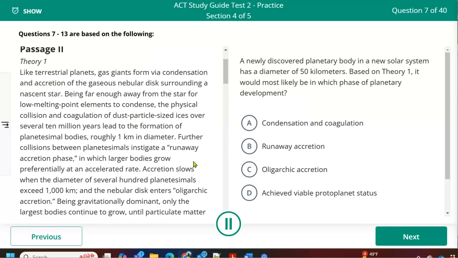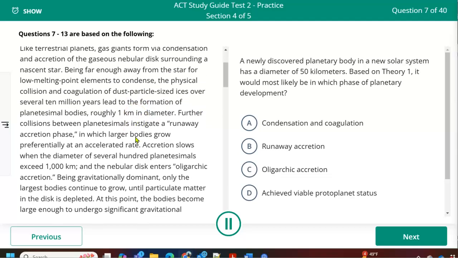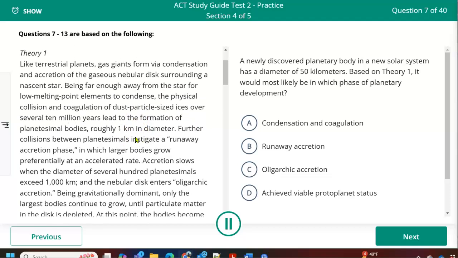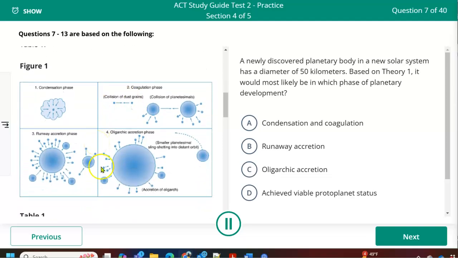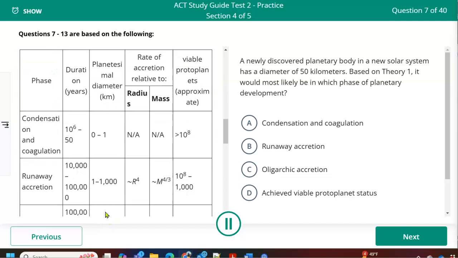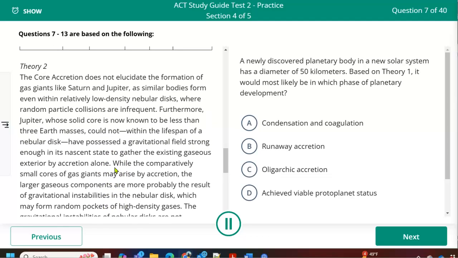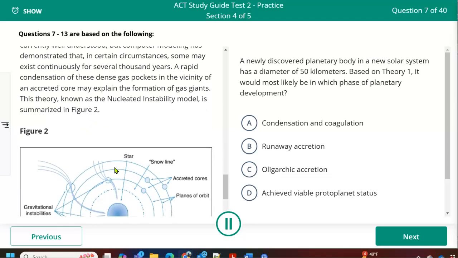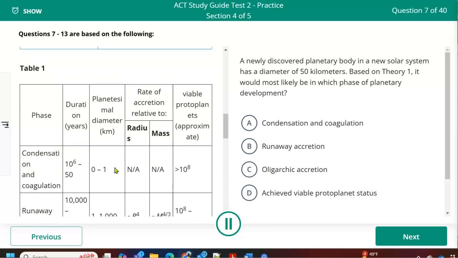All right. Passage 2. Okay, first of all, let's look at what we have here. Figure 1 is a condensate. Well, I'm not quite sure what that is yet. Figure 2. I think we may have to do some reading here. All right.